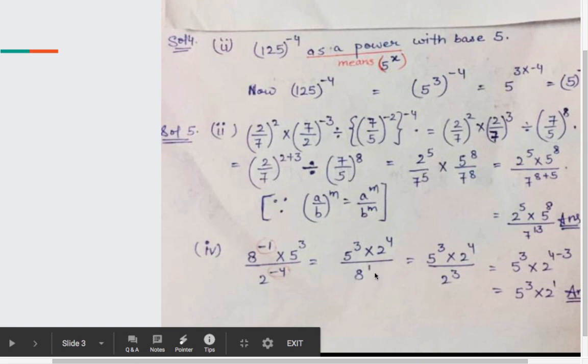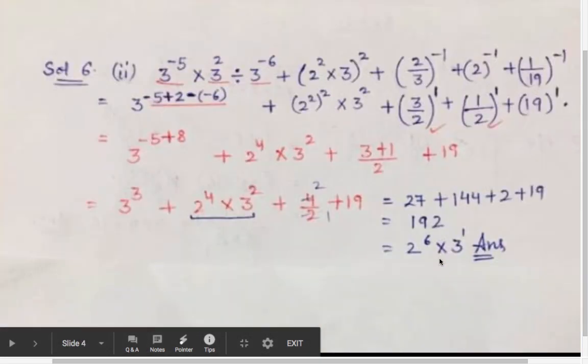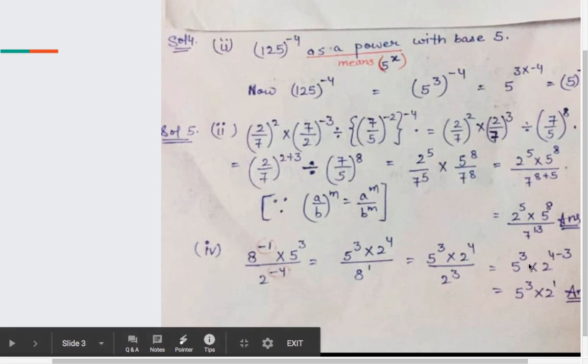Prime factorization of 8, if I do it, I get 2 into 2 into 2. That means 2 raised to power 3. Okay. Now cancel out. What is this? 2 raised to power 4. This is 5 raised to power 3. As it is, we'll take it.